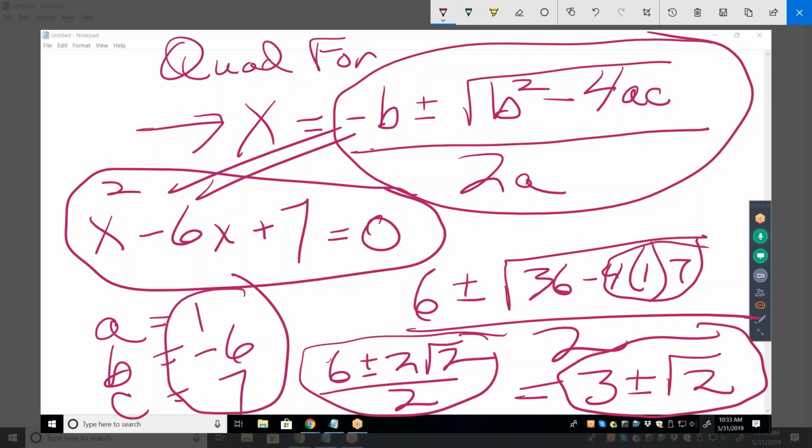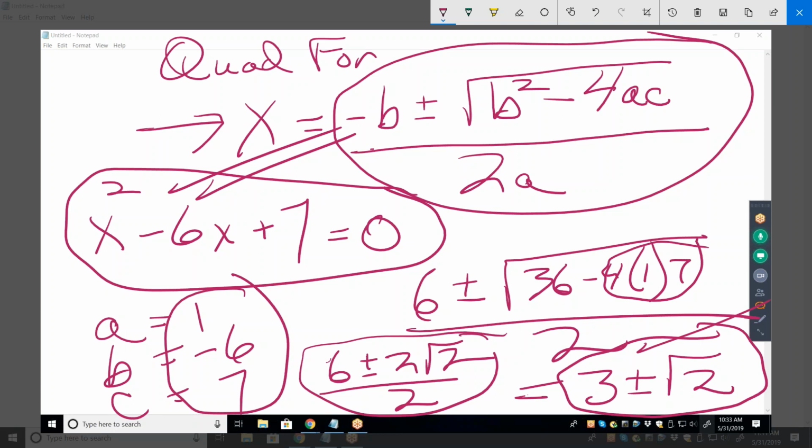And now you can use the quadratic formula on any quadratic. If you can't figure out how to factor something, just use the quadratic formula. It always gives you the right answer. If you could have factored it, you'll end up with whole numbers down here. You won't end up with radical signs. That's what it tells you. If you end up with a radical sign, that means you could not have factored it.